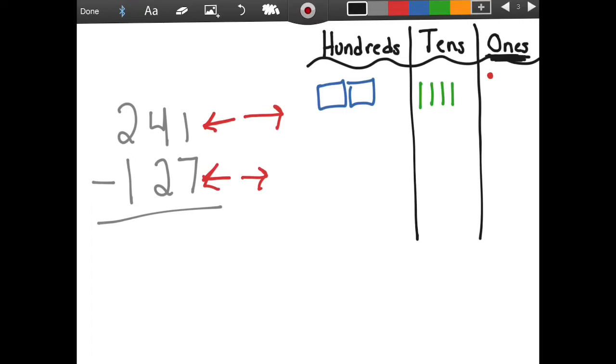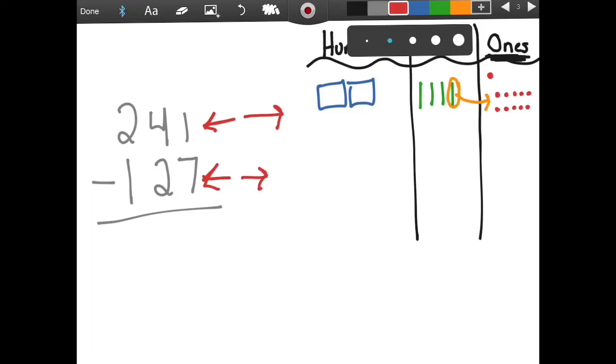Uh-oh. There's a little bit of a problem. We can't take 7 away if we only have 1 here. So what can we do? We're going to call up our friend the 10, and we're going to say, hey, 10, can we borrow 10? And he's going to say, of course. He's going to let us move them on over to the ones place. We're going to draw those in here. 1, 2, 3, 4, 5, 6, 7, 8, 9, 10.